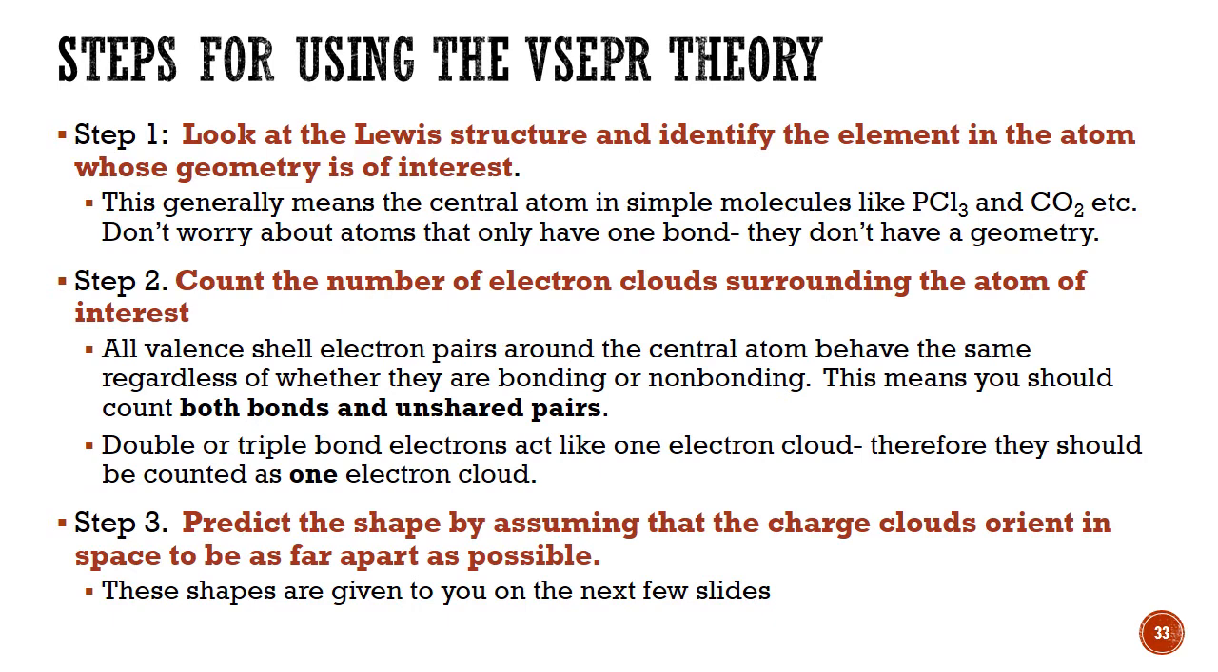So, we're going to count any kind of bonding electrons as one region, and then any unshared pairs as one region. Now, because double and triple bond electrons are all concentrated in one spot, we're going to count any kind of bond as one electron cloud. So whether it's a single, double, or triple bond, count that as one region of electrons or one electron cloud. Then, once you figure out how many electron clouds you have, you can predict the shape by what we're going to see on the next few slides.